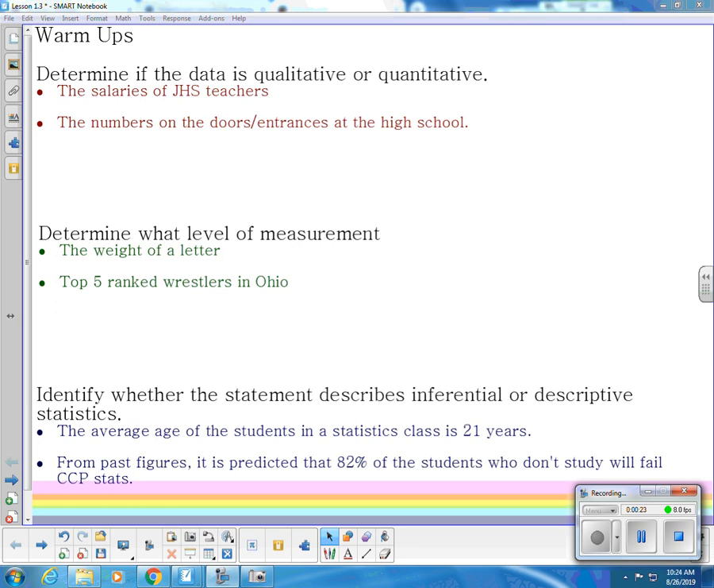All right. Determine what level of measurement. The weight of a letter. Ratio. Can we say this letter is twice as heavy as this letter? Yes, so it's a ratio. The top 5 ranked wrestlers in Ohio. Ordinal. We're ranking, right? You can't really divide them.